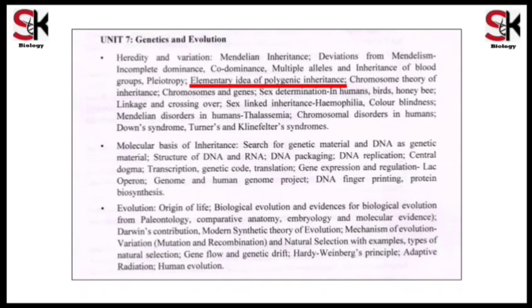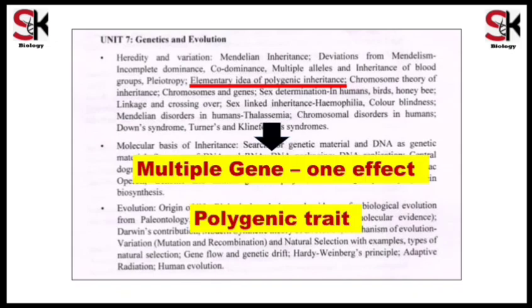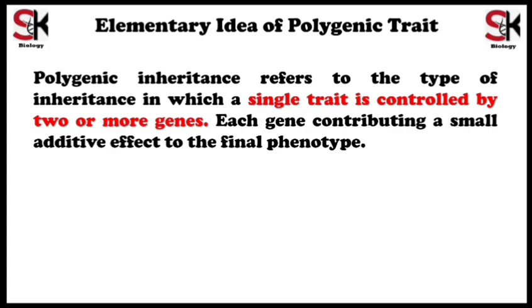The second concept we are going to discuss in this video is polygenic trait. In this phenomenon, multiple genes control a single trait. Polygenic inheritance refers to the type of inheritance in which a single trait is controlled by two or more genes, each gene contributing a small additive effect to the final phenotype.